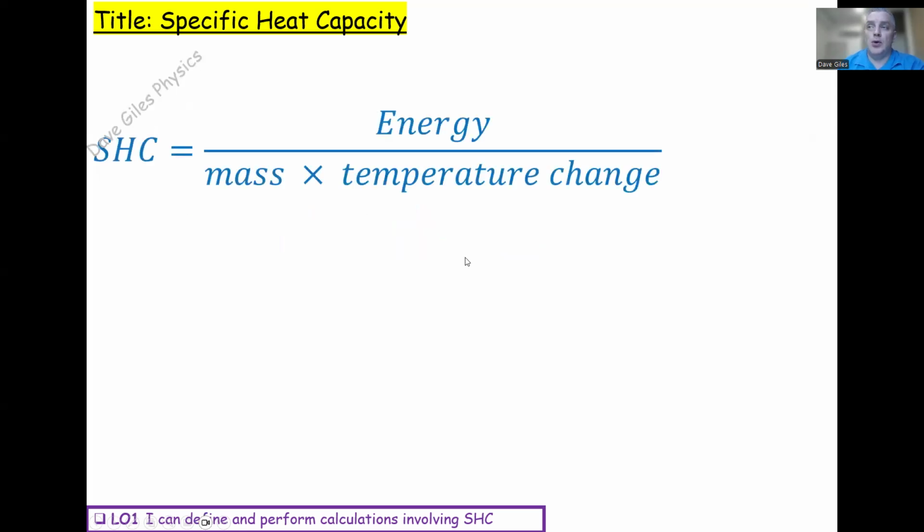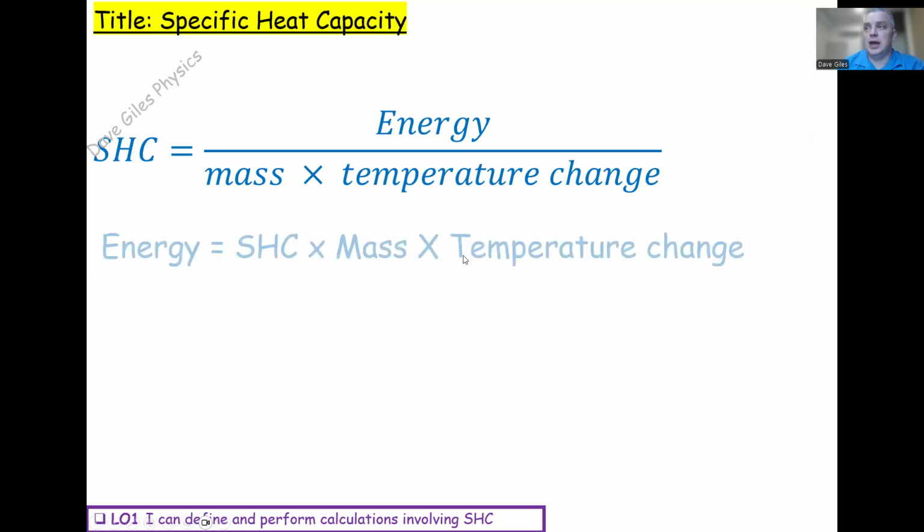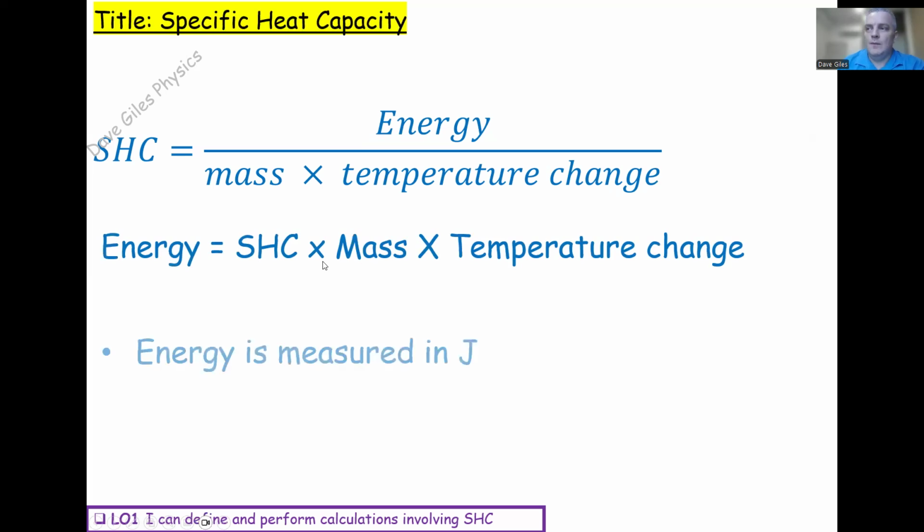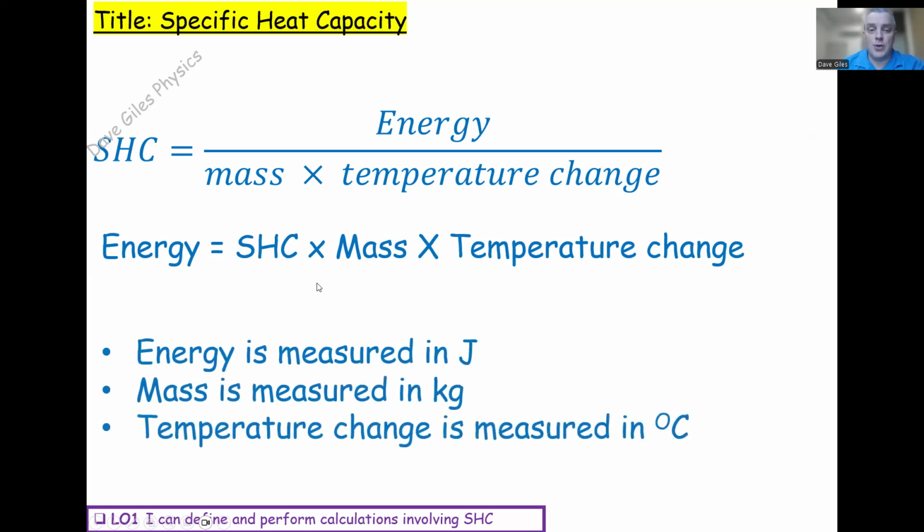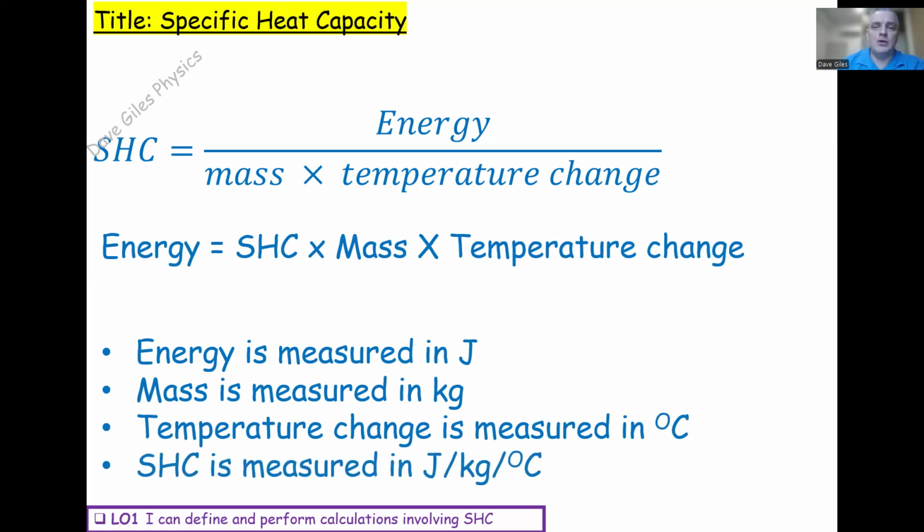So the formula for it is specific heat capacity is energy divided by mass times temperature change, or you can rearrange that to get energy is specific heat capacity times mass times temperature change, where energy is measured in joules, mass measured in kilograms, temperature change measured in degrees Celsius, and specific heat capacity is measured in joules per kilogram per degree Celsius. Now, a few little caveats to that.